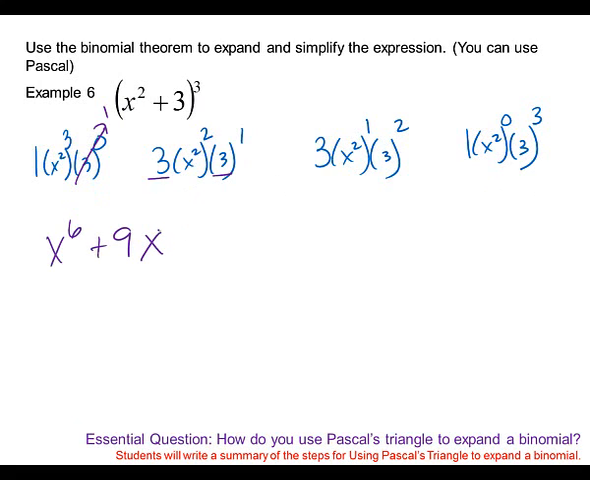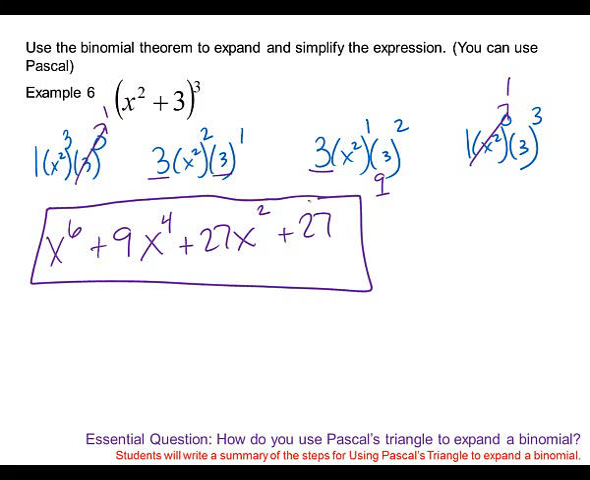x to the what power this time? 4th. Good. What's 3 squared? 9 times this 3 is 27x to the 2nd, or squared. All right, we know that 0 power goes to 1. What's 3 cubed? 27. Not so bad, right? Oh, there it is. We just switched the order up on it. Okay. Let's look at this next one.